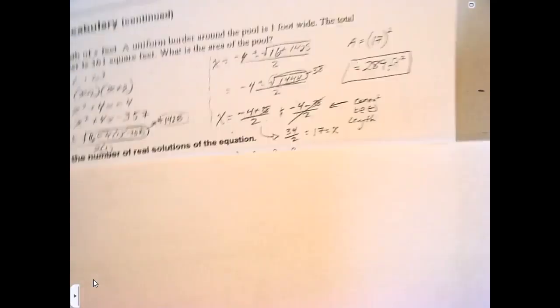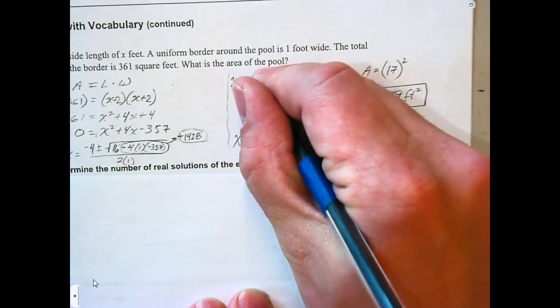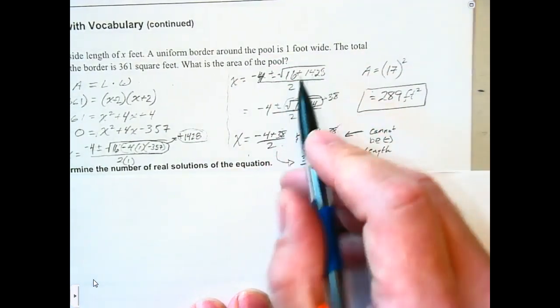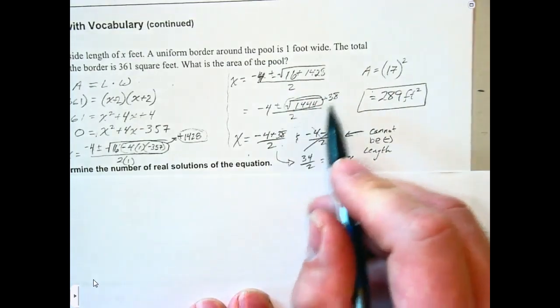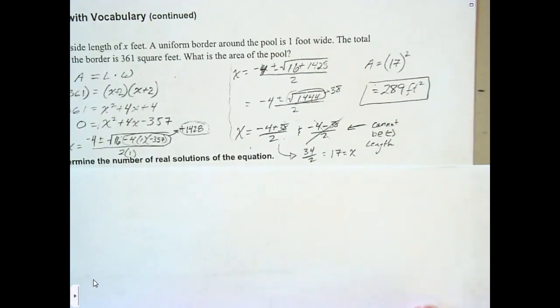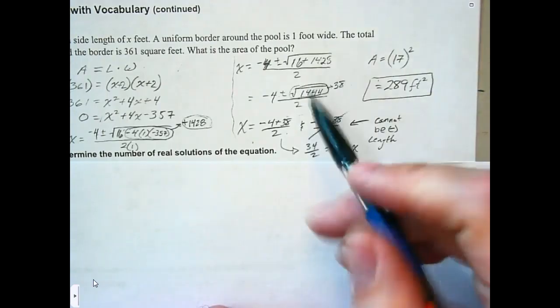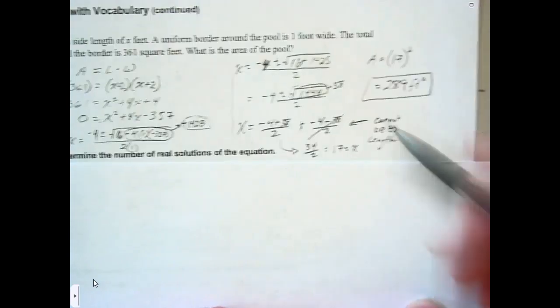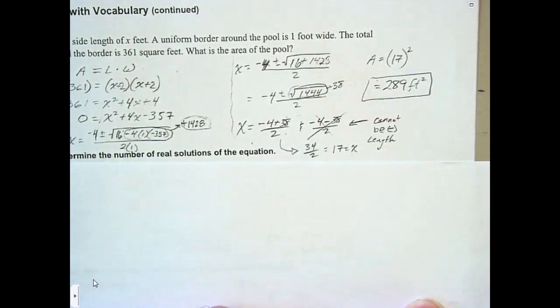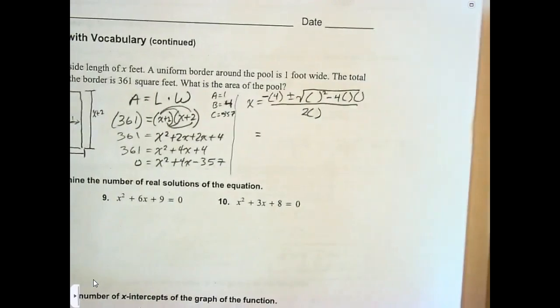Hey, what did we get? We have negative 4 plus or minus the square root of 16 plus 1428, which is a positive number. That gives you the square root of 1444. Anyone get that? Yeah, I got one. Which is 38.